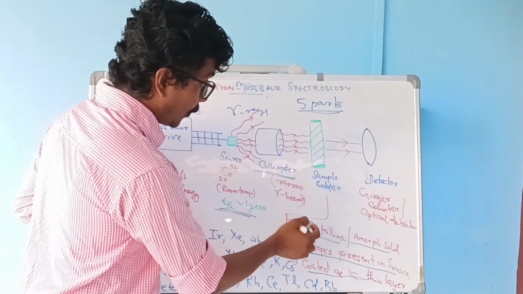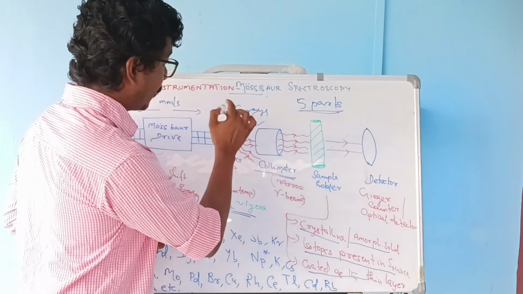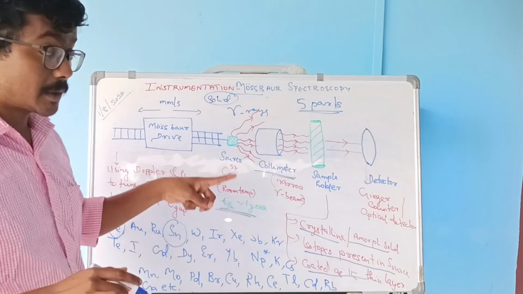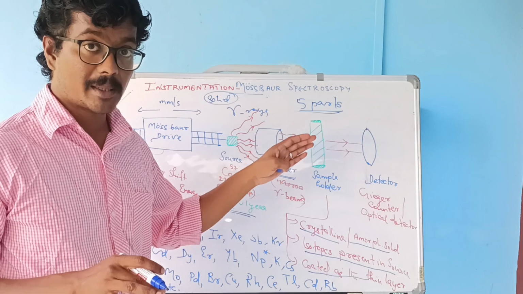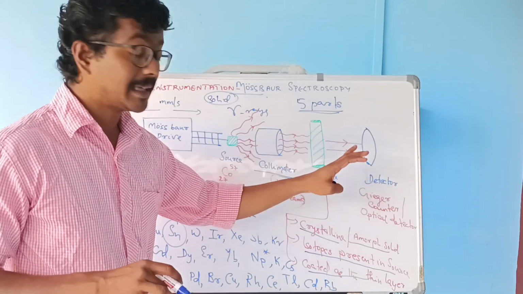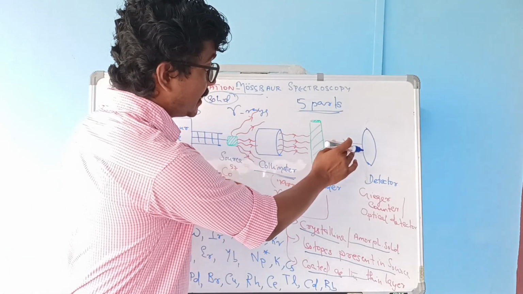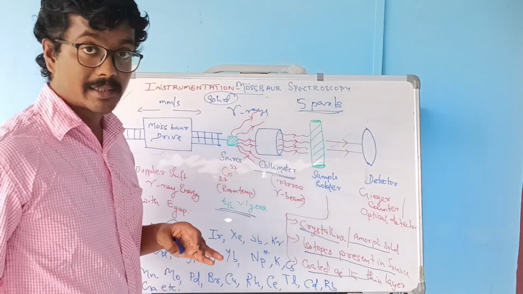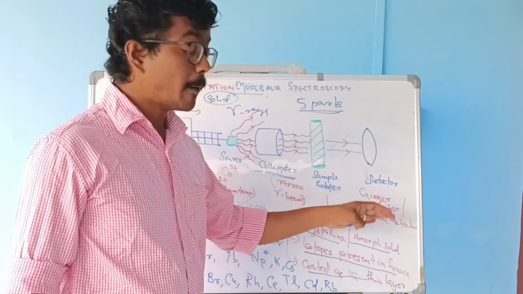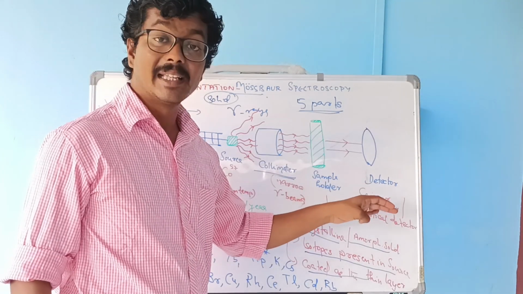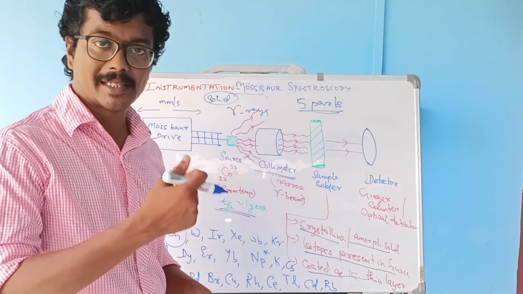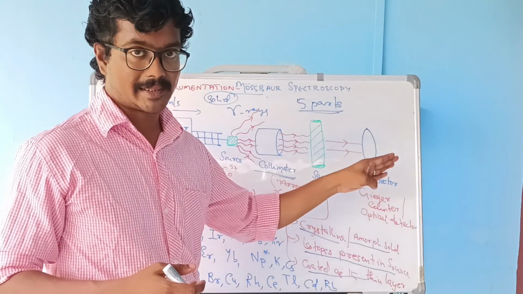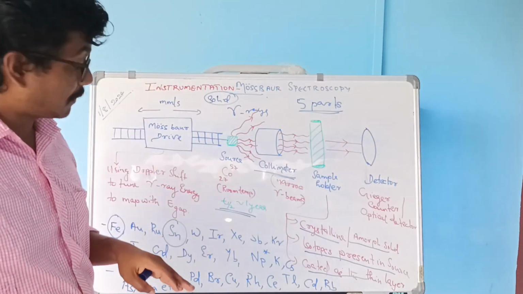So both source and sample holder must be solid. That's important. Only solid phase is applicable for a MOSFET spectrometer. And finally, the detector. The gamma radiations received from the sample holder are collected at the detector. The most commonly used detector is a scintillation detector or Geiger counter. The Geiger-Muller counter is used to detect gamma radiation, so it is widely used as a detector in the instrumentation.